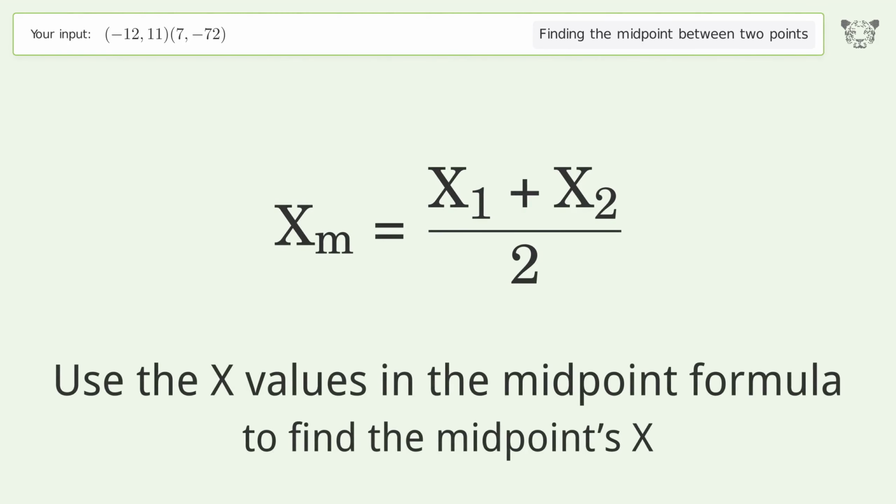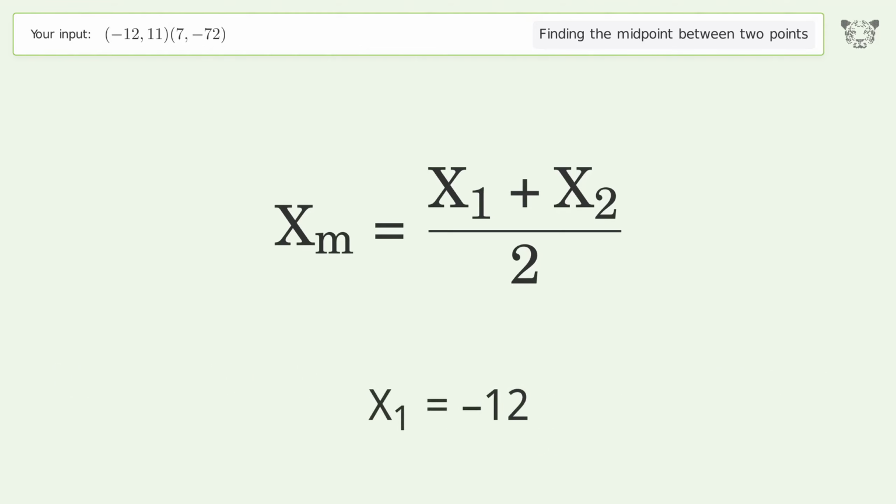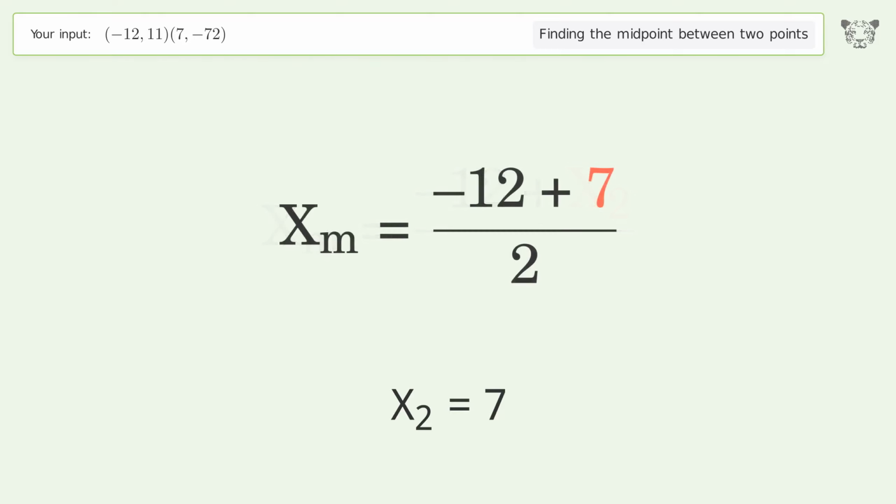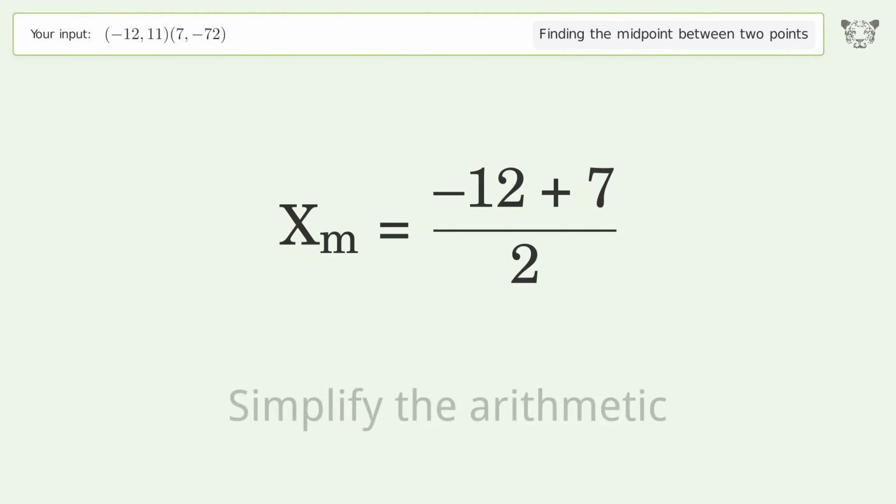Use the x values in the midpoint formula to find the midpoint's x. x1 equals -12. x2 equals 7. Simplify the arithmetic.